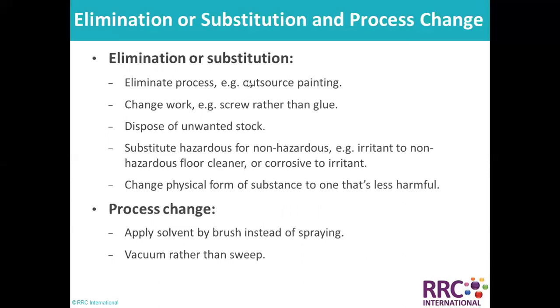Now let's discuss one by one, like if you want to eliminate or substitute, what we have to do. Like you can eliminate a process, might be outsource painting. You can change work, maybe screw rather than glue. You can dispose of unwanted stock, so less chances of further fumes to be in the air. Substitute hazardous for non-hazardous, like irritant to non-hazardous floor cleaner or corrosive to irritant. We are talking about elimination or substitution. Change the physical form of the substance to one that's less harmful. Otherwise, change the process. Apply solvent by brush instead of spraying, because spray means more fumes in the air. Vacuum rather than sweep.